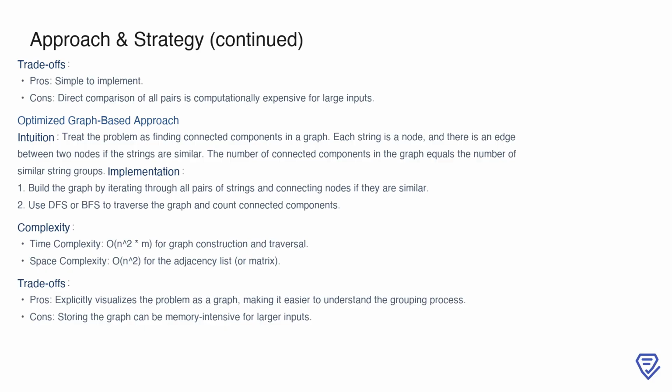To implement this, we first construct the graph by iterating through all pairs of strings and connecting nodes that meet the similarity condition. Once the graph is built, we can use depth-first search, DFS, or breadth-first search, BFS, to traverse and count the connected components. This method is more structured and provides a clear visualization of the connections between strings.